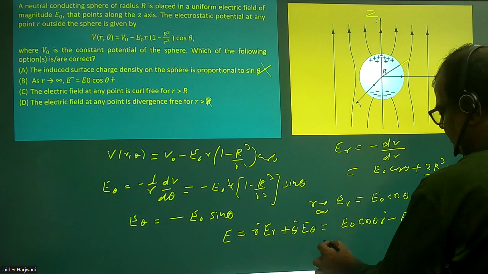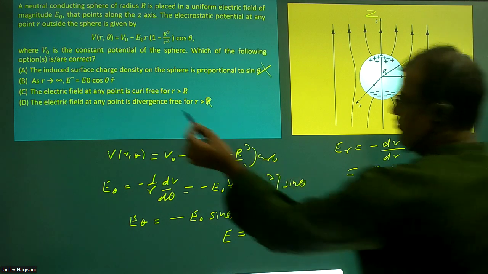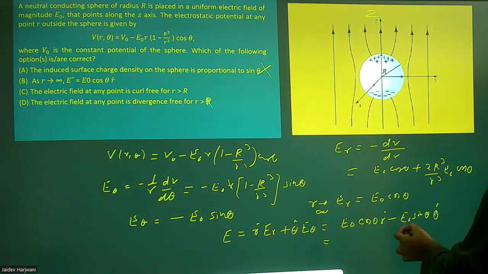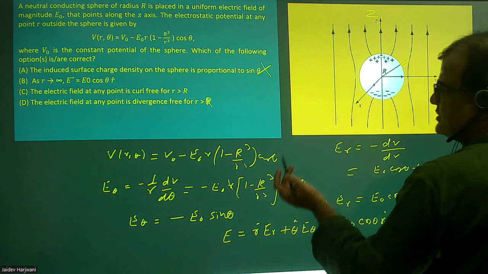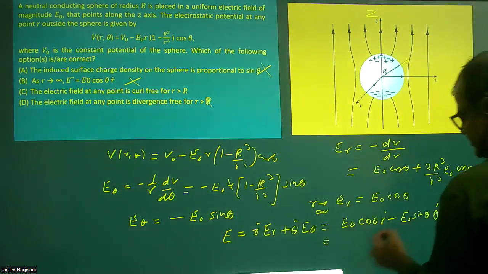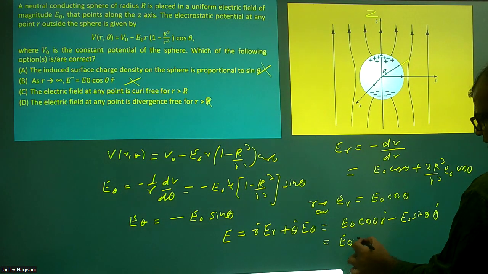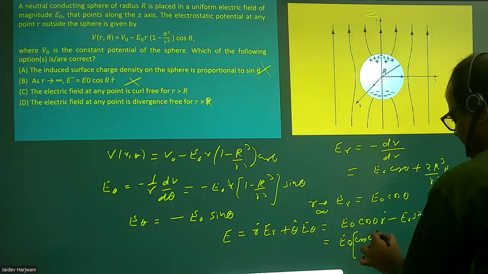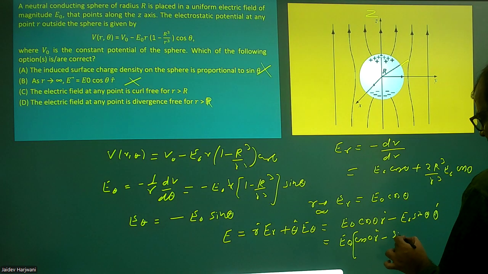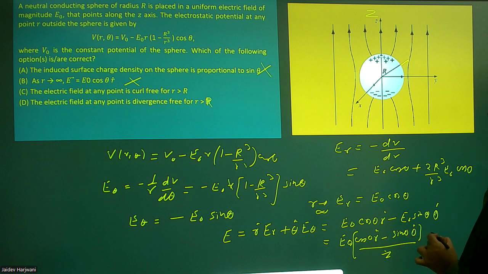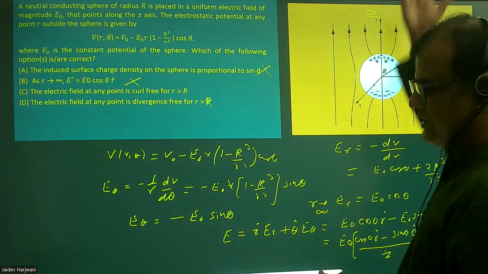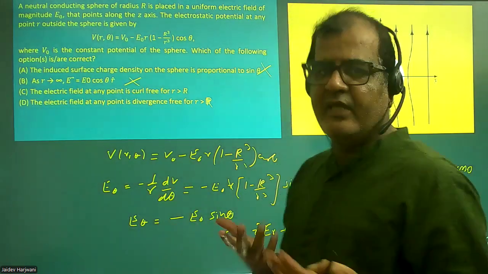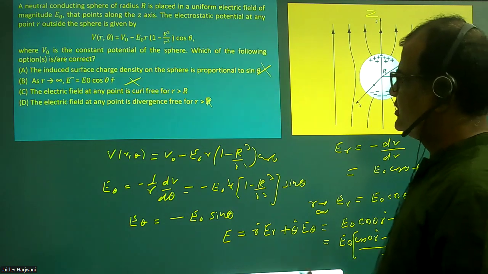This is of course not E cos theta r cap alone; you have one more term remaining here. So this option is also wrong. If you take E naught common, this gives you r cap cos theta minus sin theta theta cap, and this is just z cap. So this is E naught z cap. Obviously, far from the object the electric field will be only the external electric field, so this option is also wrong.